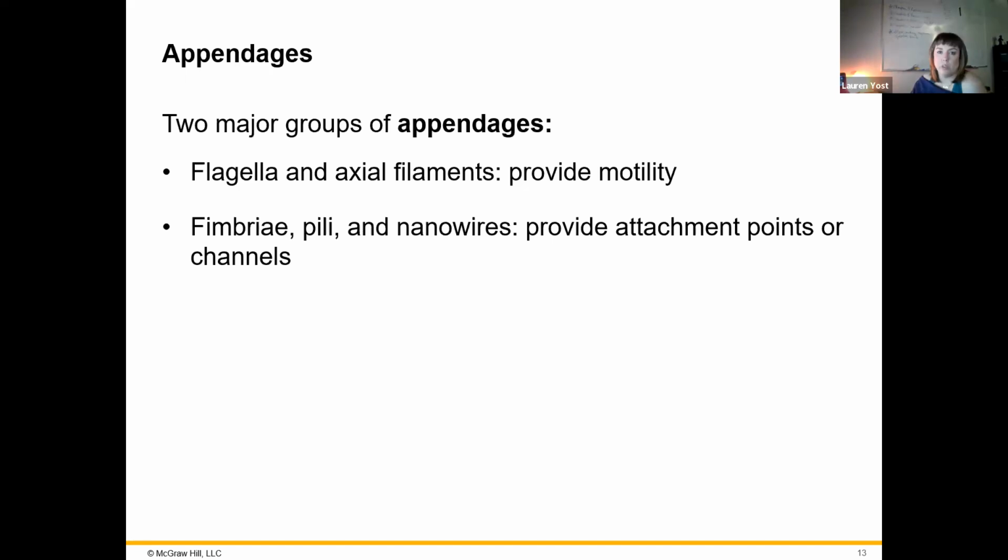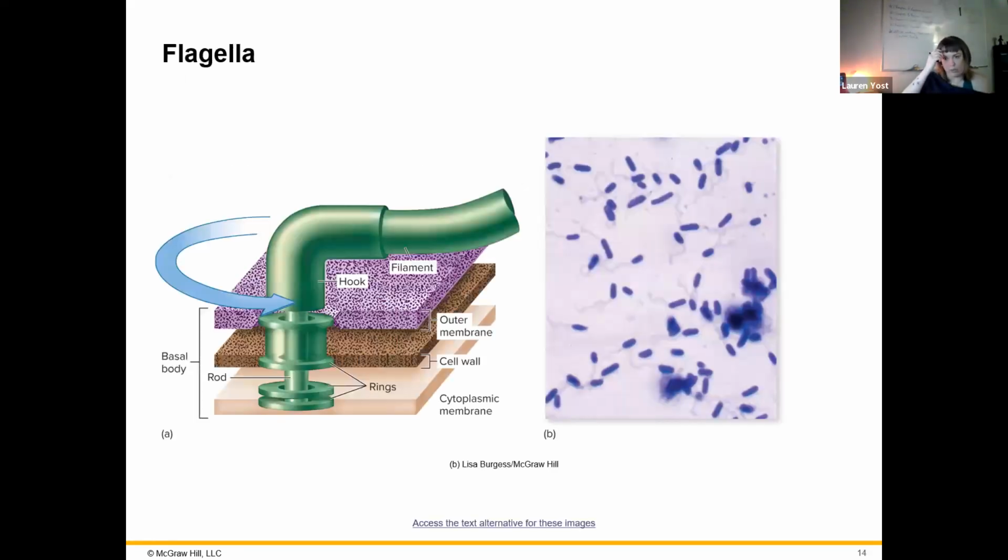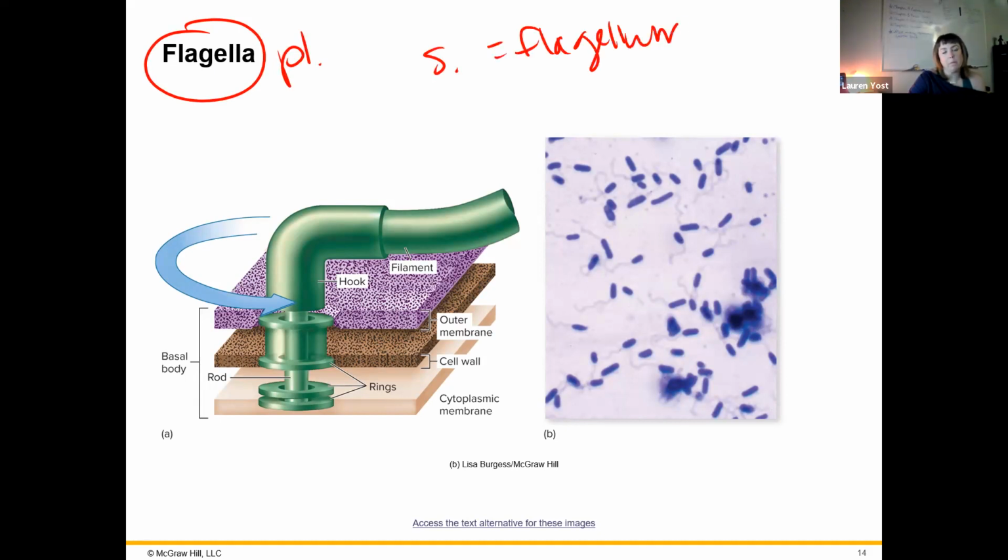We often see these with the spiral shaped cells. So this is a picture of a flagellum. The flagella is plural. Singular equals flagellum. And these will turn in a circular motion, rotate. Okay, so they will rotate.